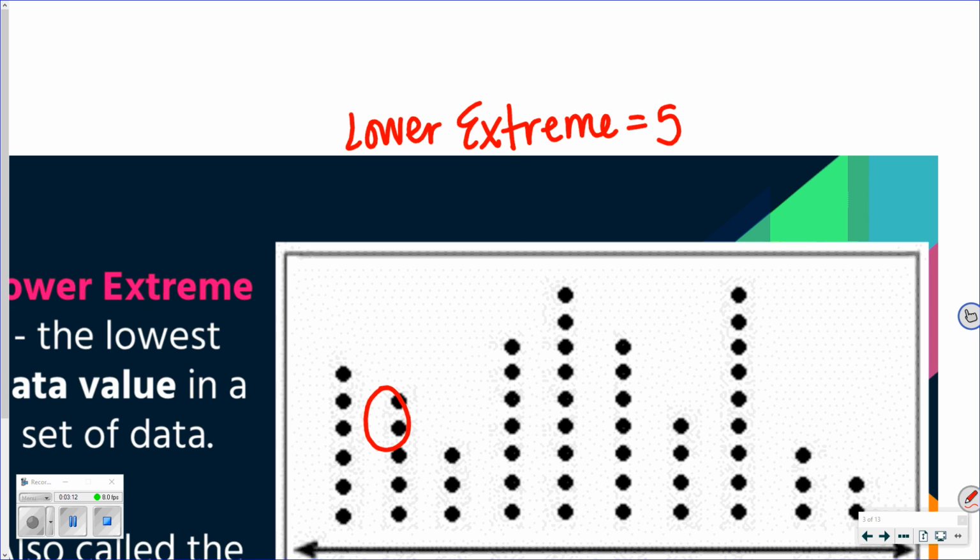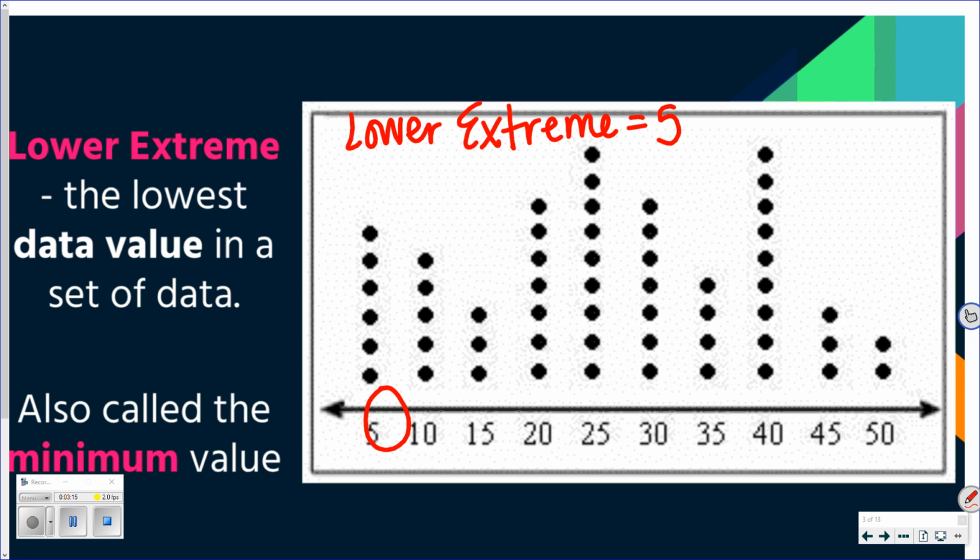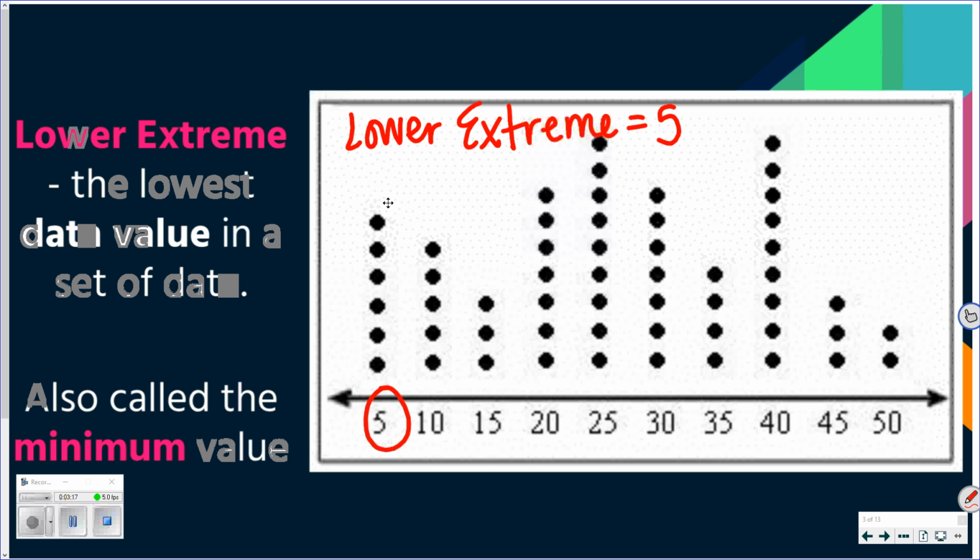Another word for lower extreme is the minimum value. These are synonyms, so we could use the same answer of 5 with different words for it. The lower extreme is 5, or the minimum value is 5.